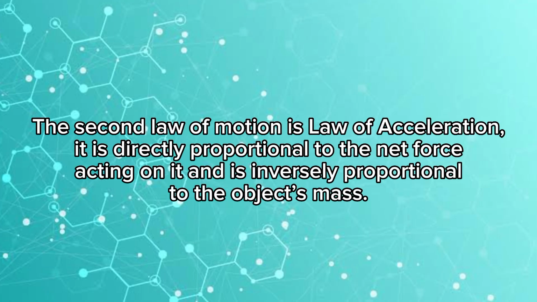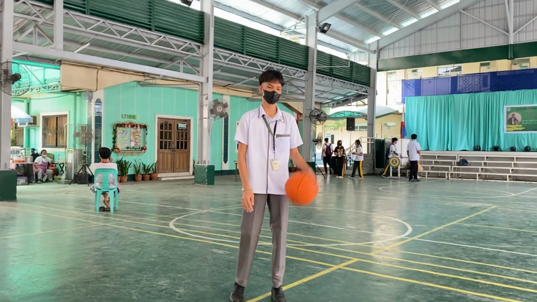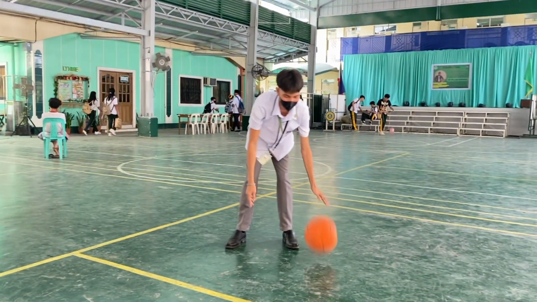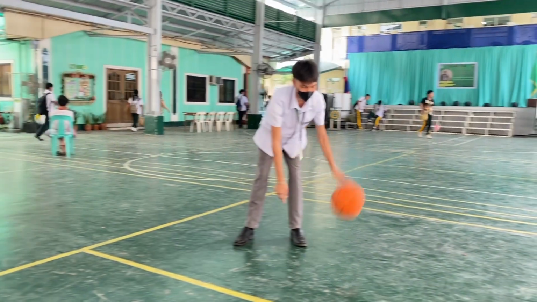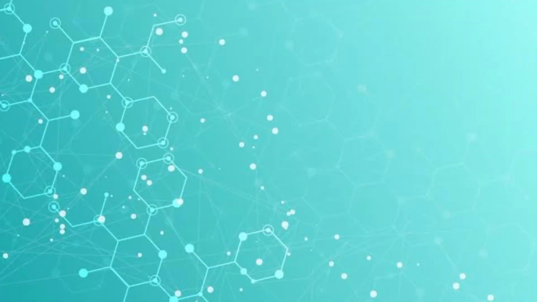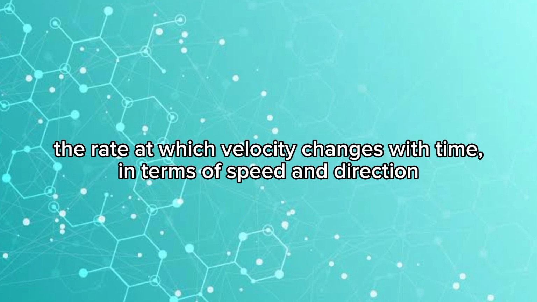The second law of motion is the law of acceleration. It is directly proportional to the net force acting on it and is inversely proportional to the object's mass. An example of this law is dribbling a ball. The more force he put into the ball, the faster it will bounce to the floor back to his hand, wherein this law states the rate at which velocity changes with time in terms of speed and direction.